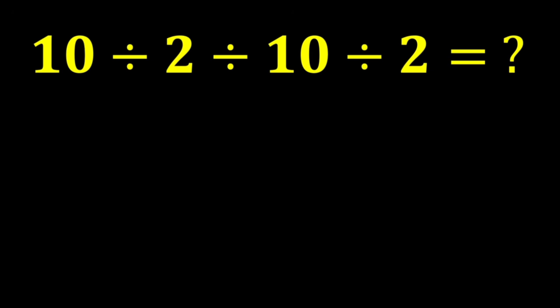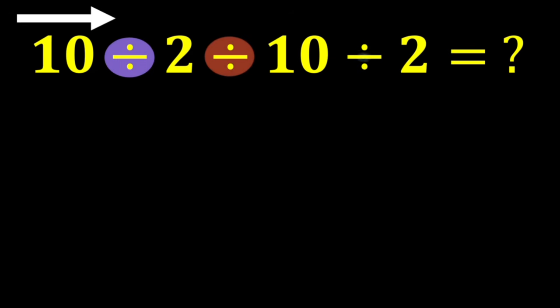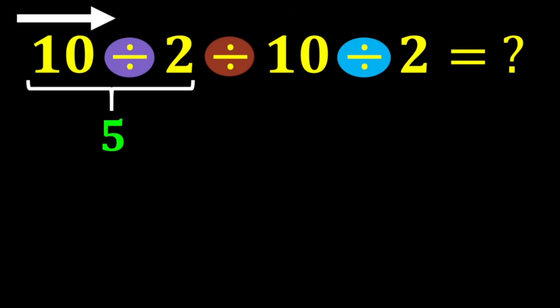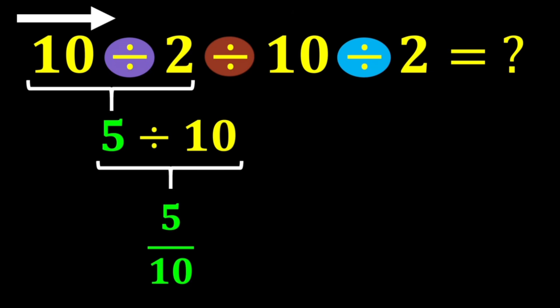In this expression, there is more than one division, and since divisions have equal priority, we move from left to right and perform the divisions in order. First this division, then this division, and finally this division. 10 divided by 2 gives us 5. Then, 5 divided by 10 gives us 5 over 10. If we simplify the numerator and denominator of this fraction by 5, the fraction becomes 1 over 2.